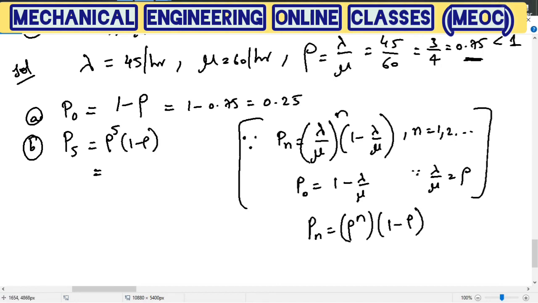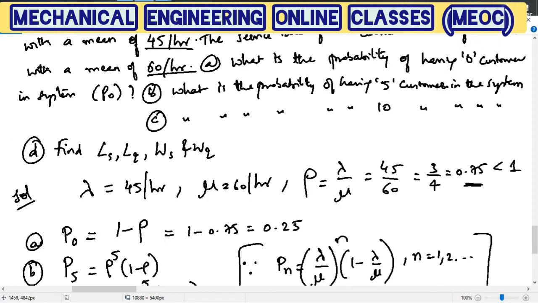So rho is nothing but 0.75. 0.75 power 5 into 1 minus 0.75, which is 0.25. So what is the value of P5? I got this as 0.05932, whatever it is. I'm just writing up to 4 decimals only. So that is the probability of the system having 5 customers.